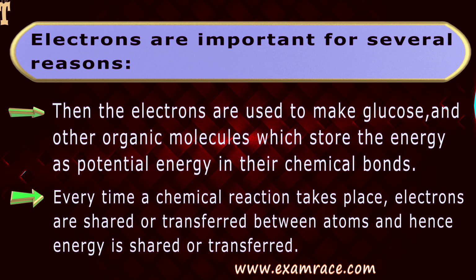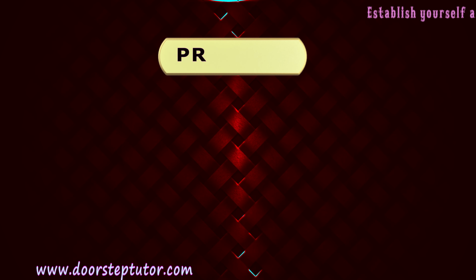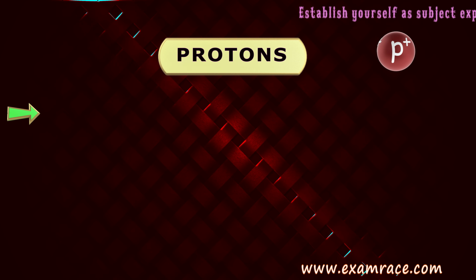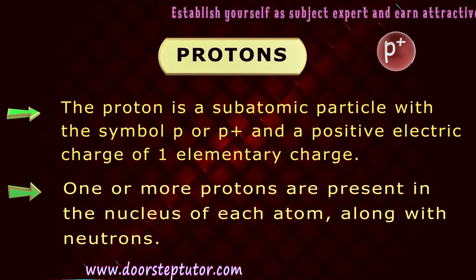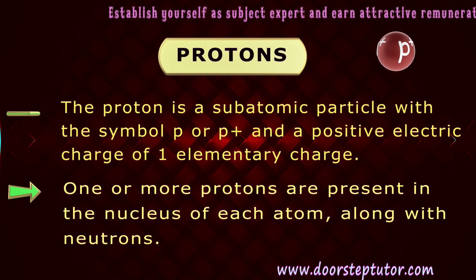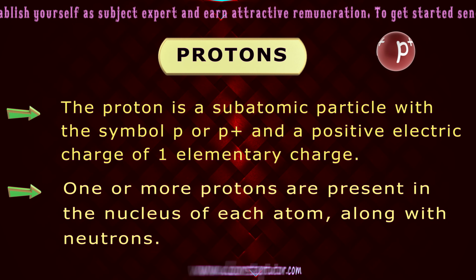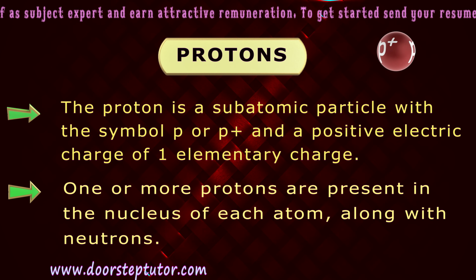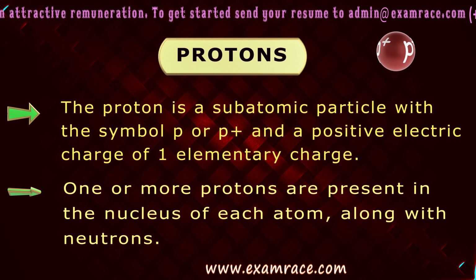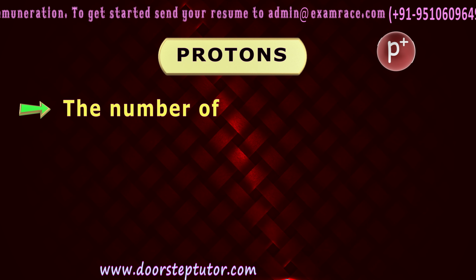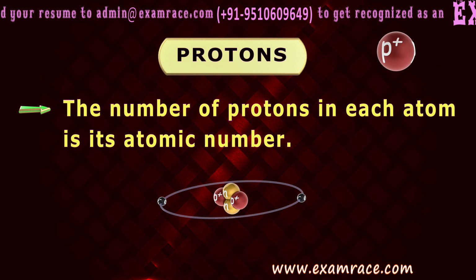Now we have understood about electrons. Now let's jump to our next topic, that is proton. So you know something about the proton, that it is a subatomic particle. It has a positive charge, right? Its symbol is P. Now you will be surprised to know that the proton also denotes something else. It can tell you the atomic number of any atom. So what is it? The number of protons in each atom is its atomic number.